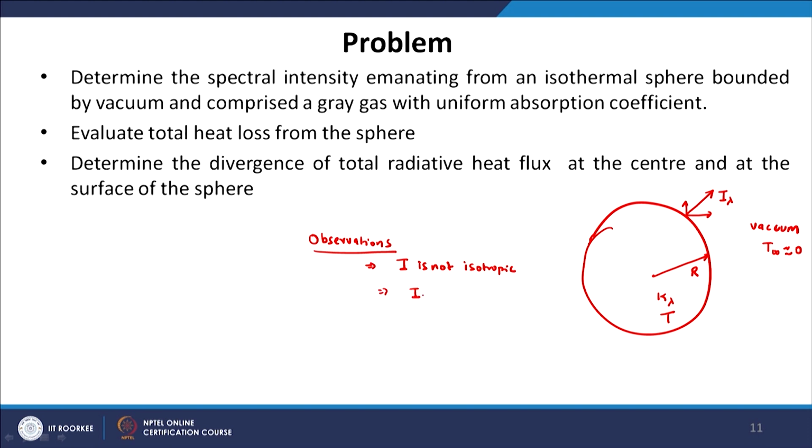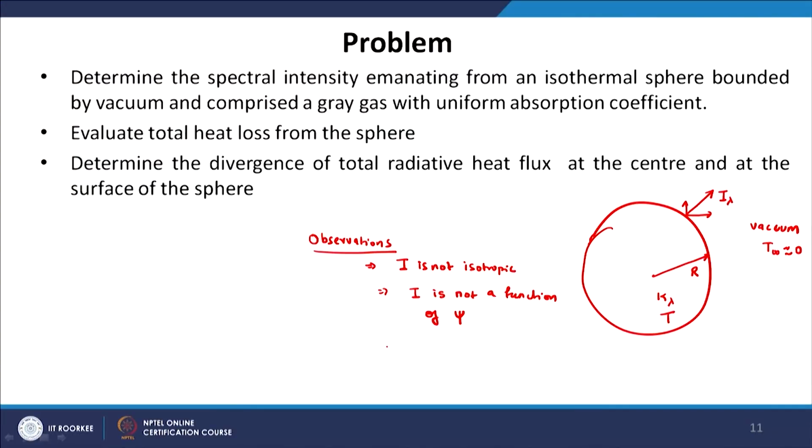The second observation is I is not a function of azimuthal angle. So, it will depend on theta, but it will be uniform in azimuthal angle. And then we have to basically solve for this problem. So, let us see how to solve this problem.